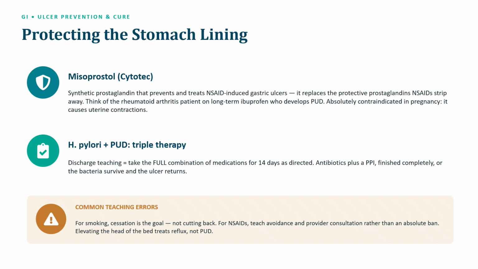For H. pylori with peptic ulcer disease, treatment is a combination regimen of antibiotics plus a proton pump inhibitor. So discharge teaching is to take the full combination for 14 days as directed. Compliance is usually the issue. Patients often feel better within 3 or 4 days and they stop taking the medication early.